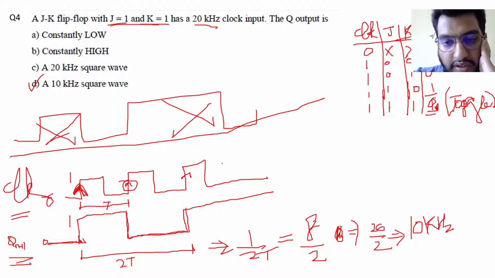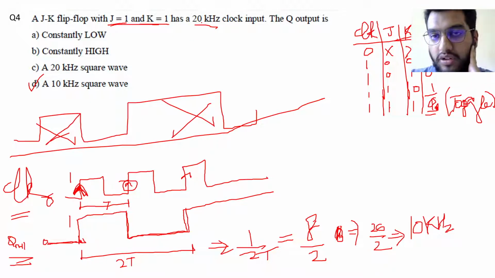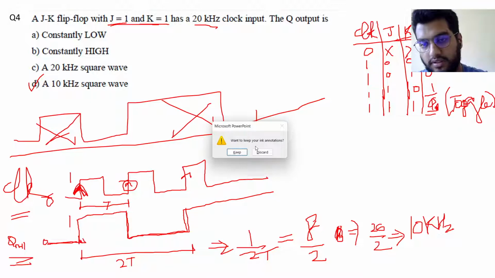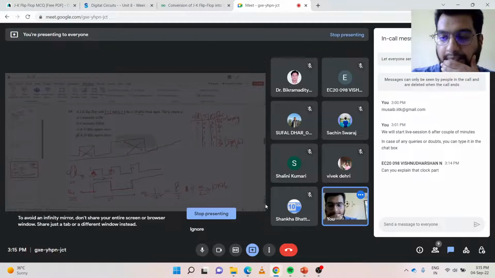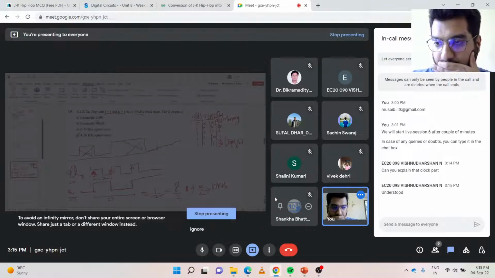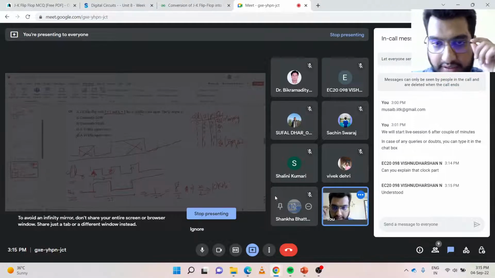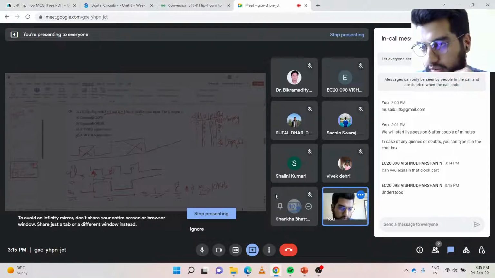So if the clock has frequency f, this output will have frequency f by 2, that is 10 kilohertz, because the input clock frequency was 20 kilohertz. I hope I am clear. Okay, that's fine. So there are no further doubts regarding this question, I think. We can proceed to the next question, that is question number 5.